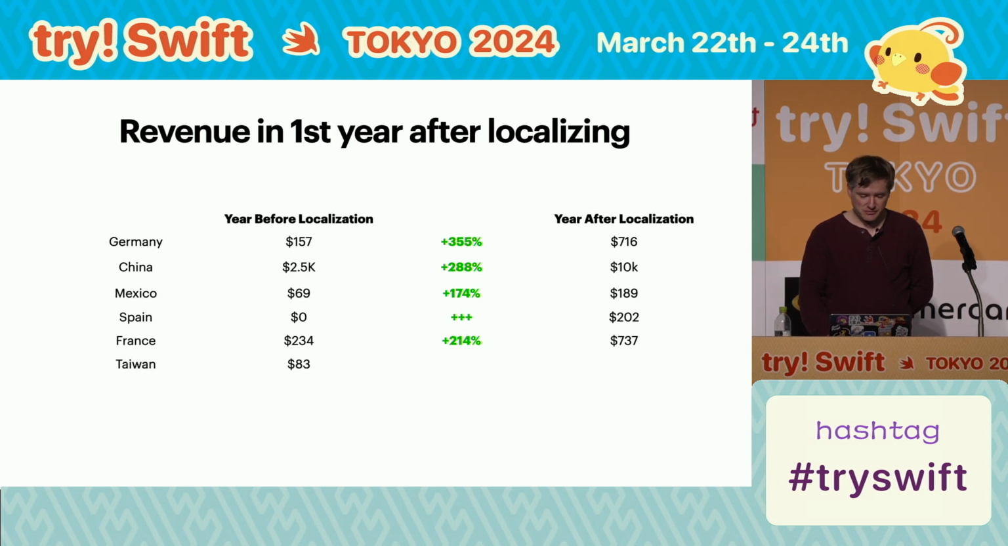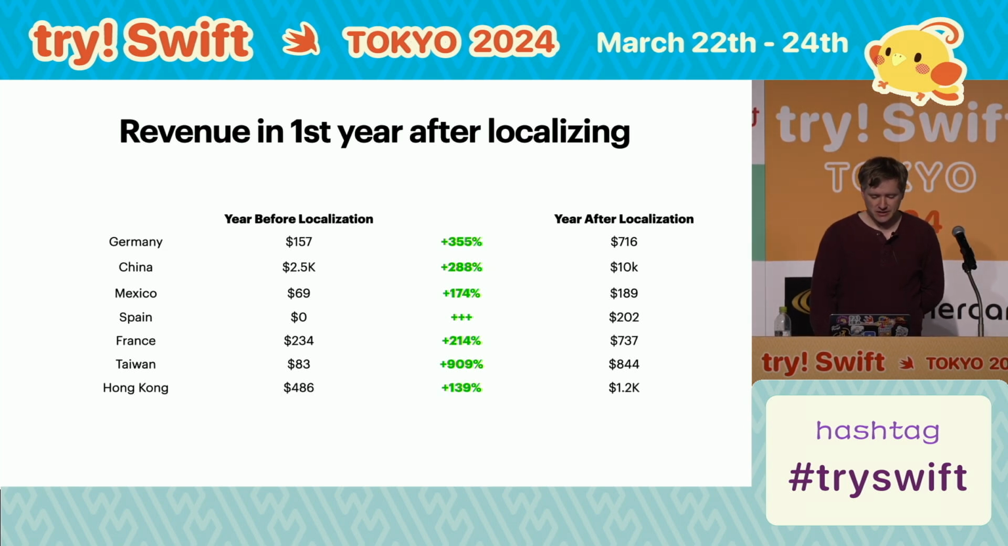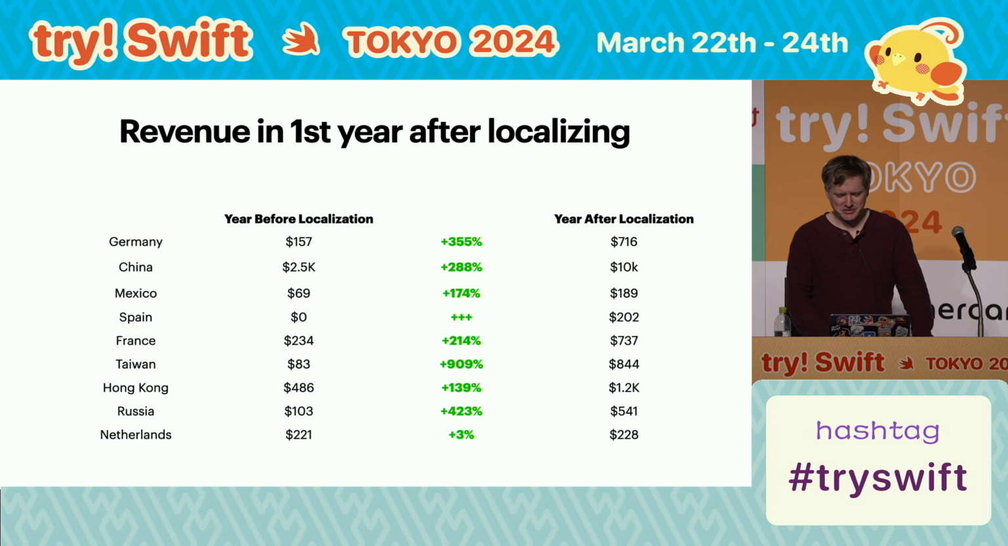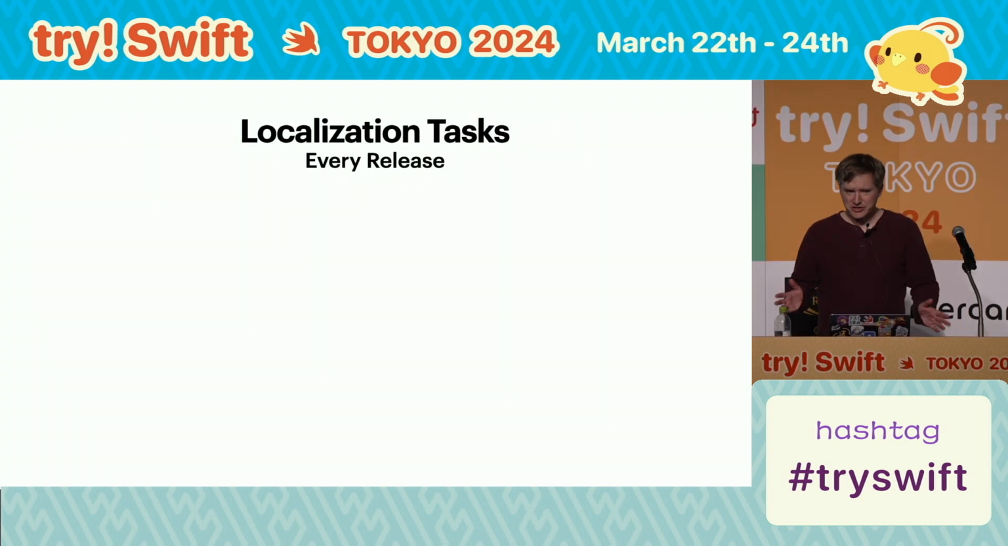France 214%. Taiwan, a whopping 909% when I translated into traditional Chinese. Hong Kong, 139%. Russia, 423%. The Netherlands, 3%. I don't know what's going on with the Dutch, but that's why you should localize.